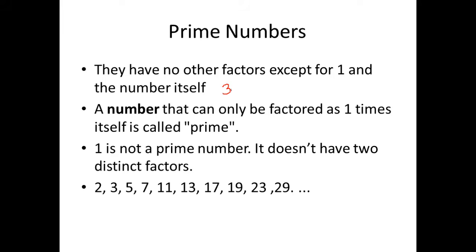For instance, if you take 3, we say 3 is a prime number because it has exactly two distinct factors. I can represent 3 as 1 into 3, and these factors are 1 and the number itself. Likewise, when you take 5, 5 can be represented as 1 into 5 and it has only two factors, 1 and the number itself. So that is a prime number. We say 1 is not a prime number because it does not have two distinct factors. You can represent 1 as 1 into 1, but these are not two distinct factors. So we say 1 is not a prime number. And I have given you some sample prime numbers here.